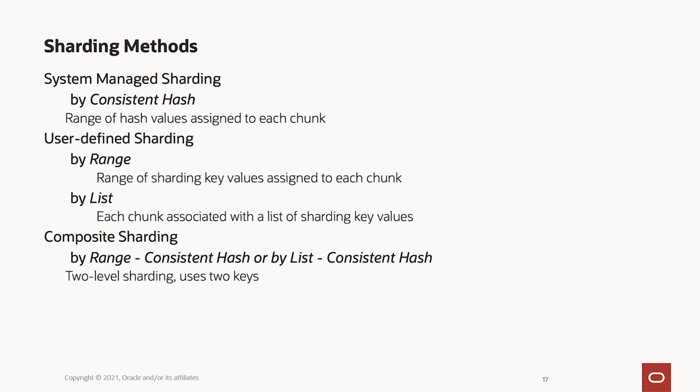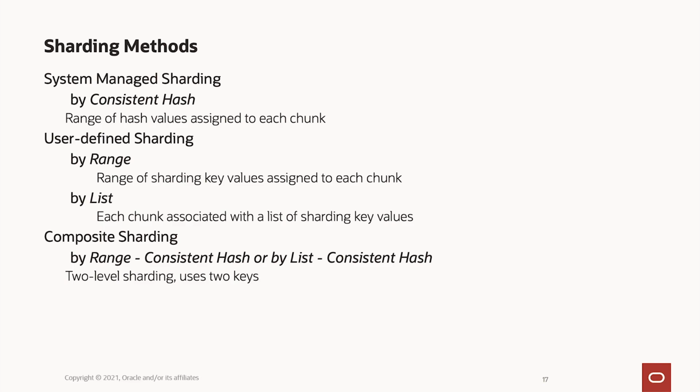Similarly, another mechanism in user-defined sharding is sharding by list. And here I can say something like, if the customer's state of residence is on the East Coast of the United States, like New York or Florida, then put them into an East Coast data center like Ashburn, or if the customer's state of residence is on the West Coast like California or Oregon, then put them on a West Coast data center like in Phoenix. So I'm defining sharding and data placement based on a list of attributes.